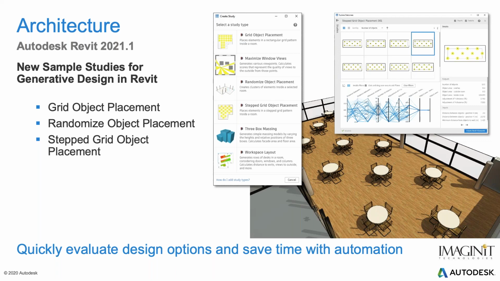One of the things I actually get asked quite often, especially when I'm training on the array tool, is can I array this like you can in AutoCAD? Can I array this in a grid pattern? So this generative design sample study is kind of an alternative to that. This is a very similar way to create that grid layout very quickly.